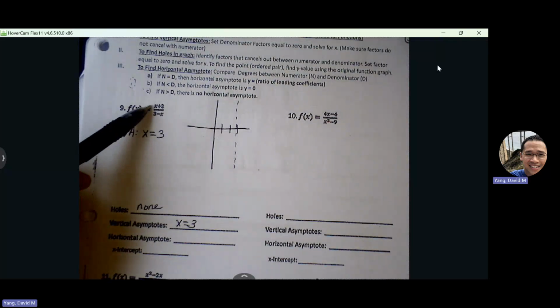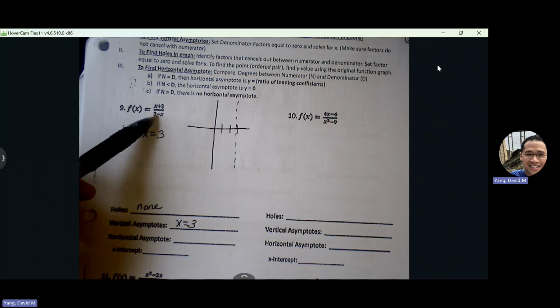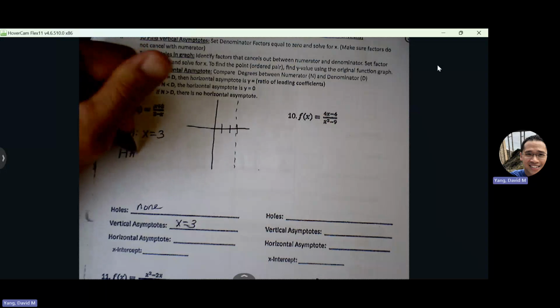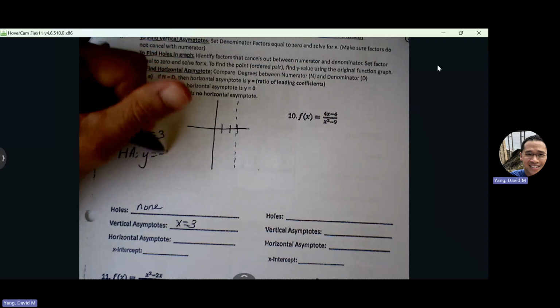Horizontal asymptote. So this is where we compare degrees. The numerator and denominator, they both share a degree of 1. So we can just look at the leading coefficient. This is a positive 1 in front of x. This is a negative 1 in front of x. So 1 over negative 1 is negative 1. So my horizontal asymptote is going to be at y equals negative 1.